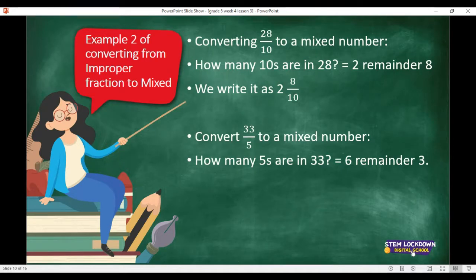So I'll say 5, 10, 15, 20, 25, 30, that's 6. And to move from 30 to 33, it's how many? It's 3, so that is the remainder. But we're not going to write it as 6 remainder 3. We write it as 6 and 3 over 5. So that is how we write it.